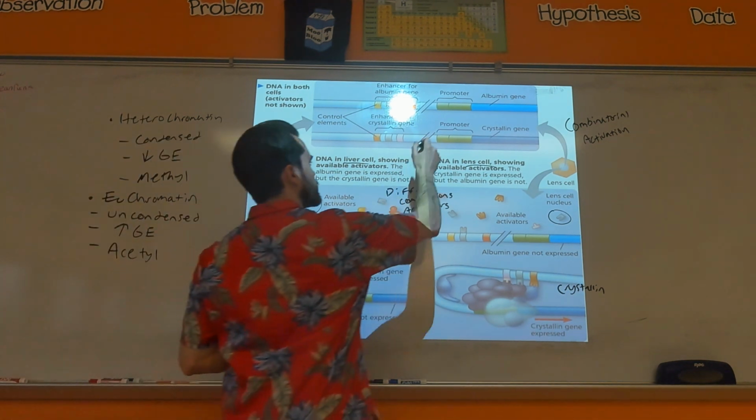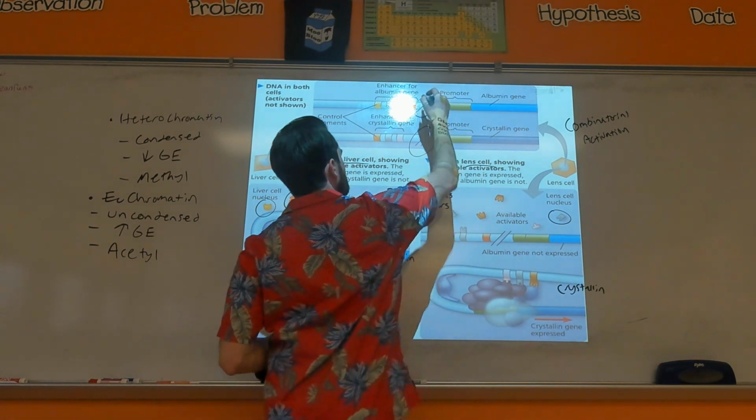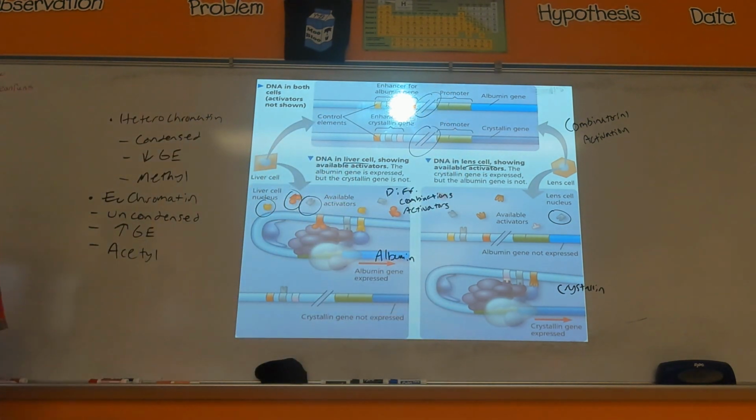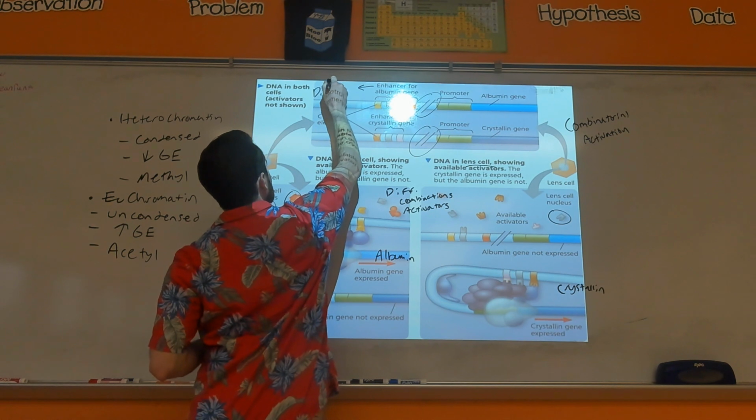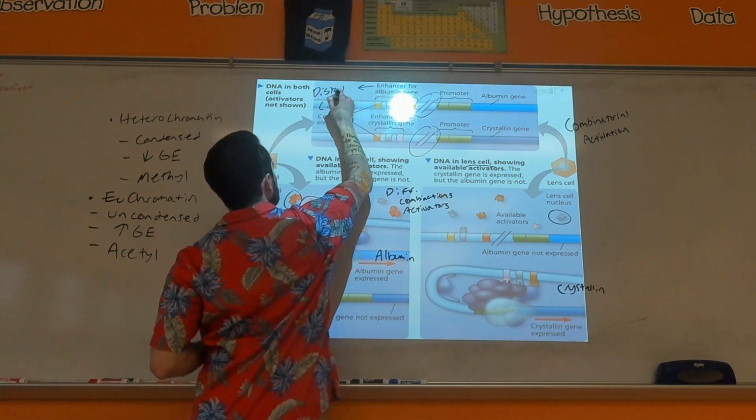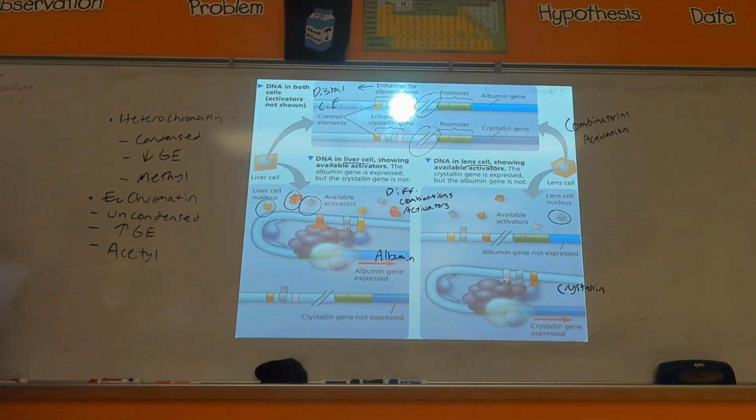I got a question for you. What does this symbol mean? Not as important, but just something I haven't mentioned today. What are they trying to say with that symbol? Let me give you a hint. The enhancer is at the distal control element. Distal means far away from the promoter. Thomas?